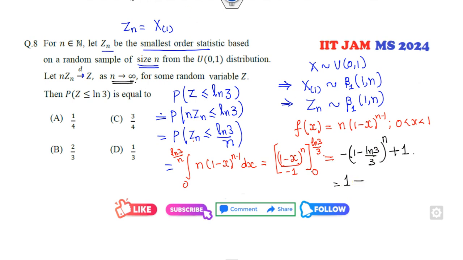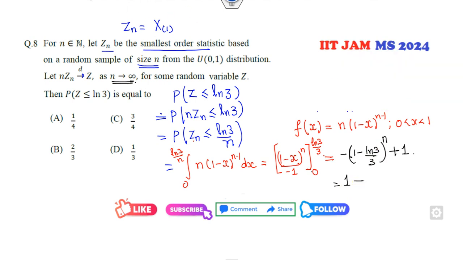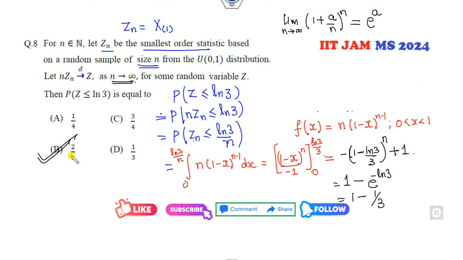What is this expression? This one is my limit. You all know the limit as n approaches infinity of (1 plus a over n) raised to power n is e raised to power a. If you compare them, a will be minus ln 3. So what is the right answer? It is 1 minus 1 over 3, so 2 over 3 is the right answer. It's very simple because it's the order statistics. You can simply find the PDF of the order statistics.